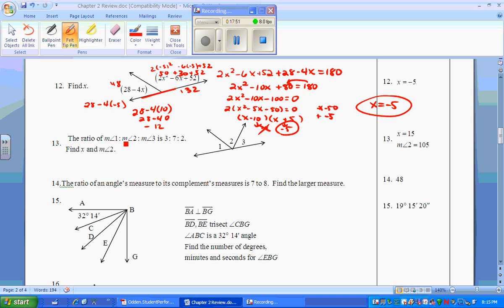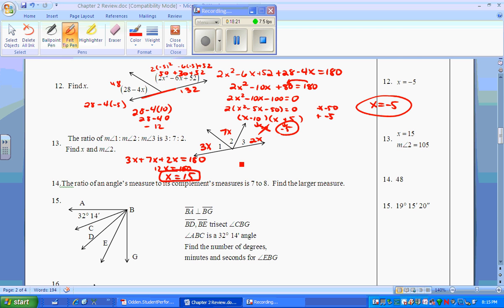Number 13, the ratio of the measures of angles 1, 2, and 3 are 3 to 7 to 2. So we got 3 for 1, 7 for 2, and 2 for 3. What do they all need? They need an x on them. The picture shows that 1, 2, and 3 make a straight line, so we have 3x plus 7x plus 2x, setting it equal to 180. That's 12x equals 180. So x ends up equaling 15.